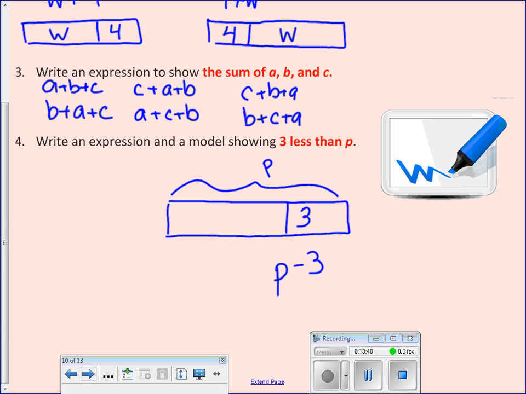Now number 4 is going to look very similar. I wish they were on the same page. Oh, for you they are. All right, let's take a look at number 5.